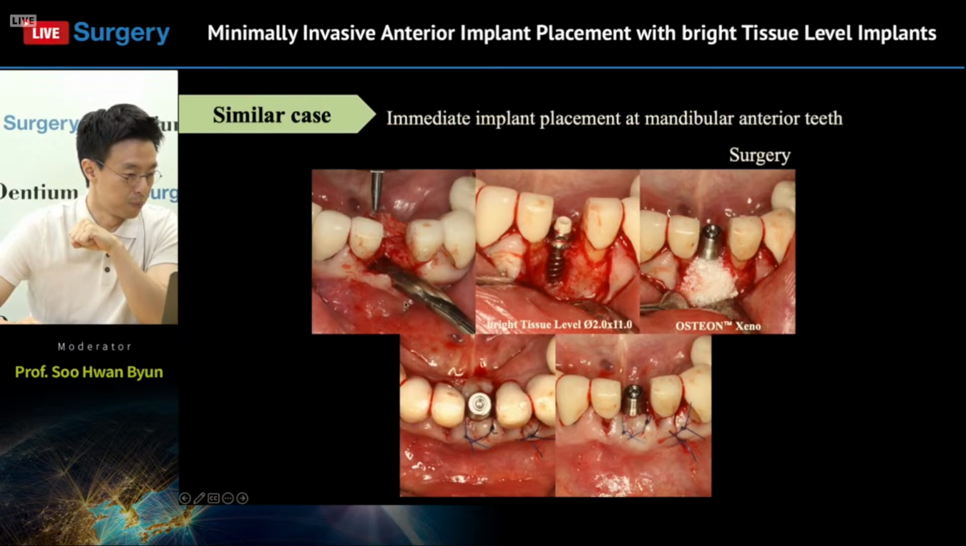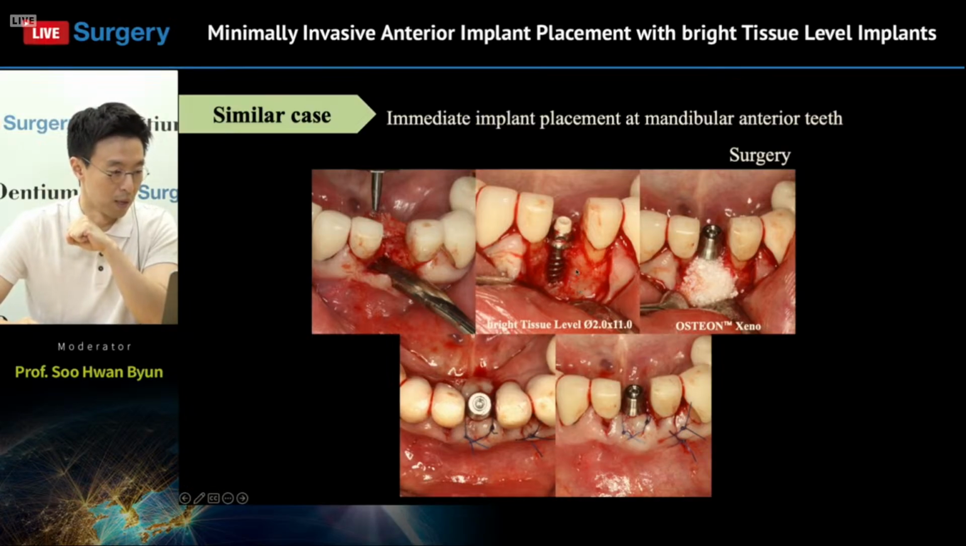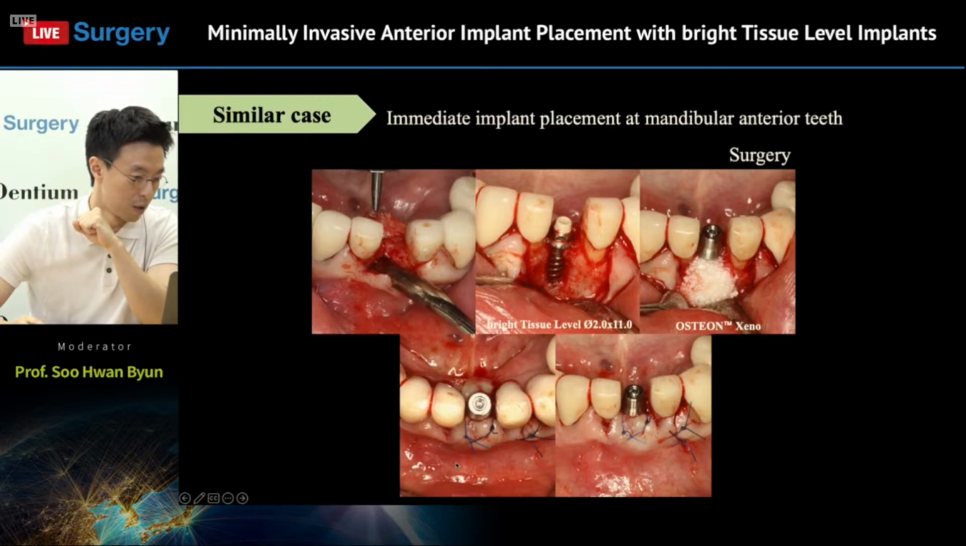I opened the flap as minimally as possible, and I placed a 2 millimeter Bright Tissue Level implant, a 2 by 11 millimeter fixture. Most of the fixture was exposed, so I covered the exposed fixture site with OSTEON Xeno, the bovine bone graft. After that, I closed the site with 4-0 Dafilon sutures.